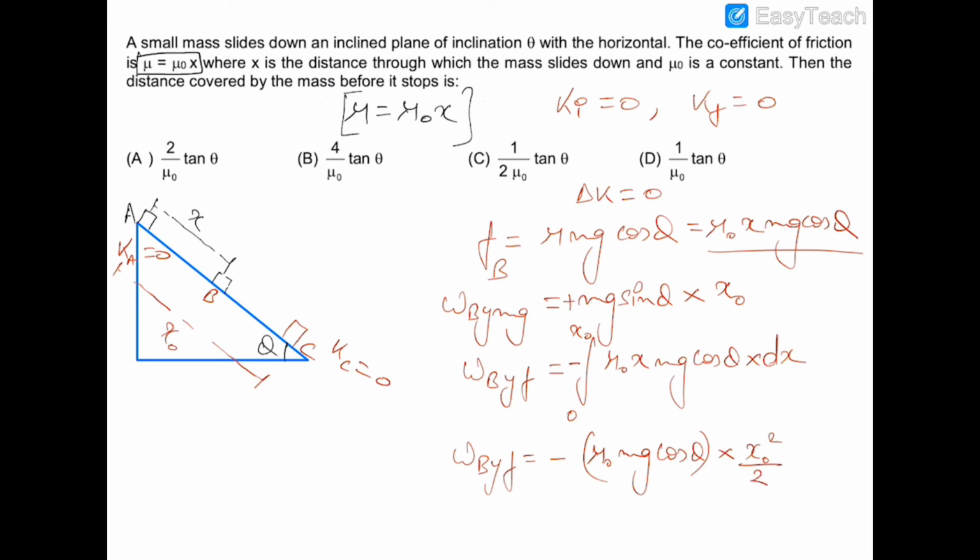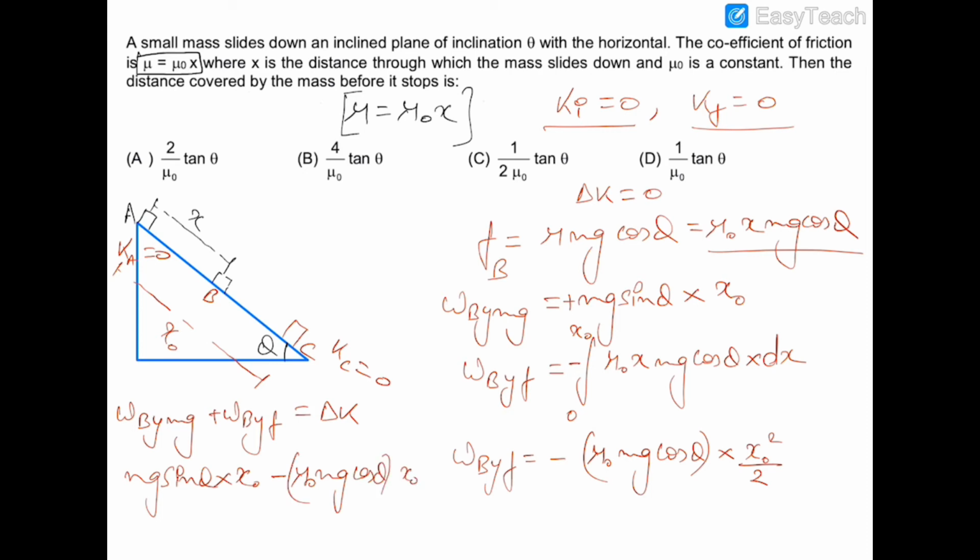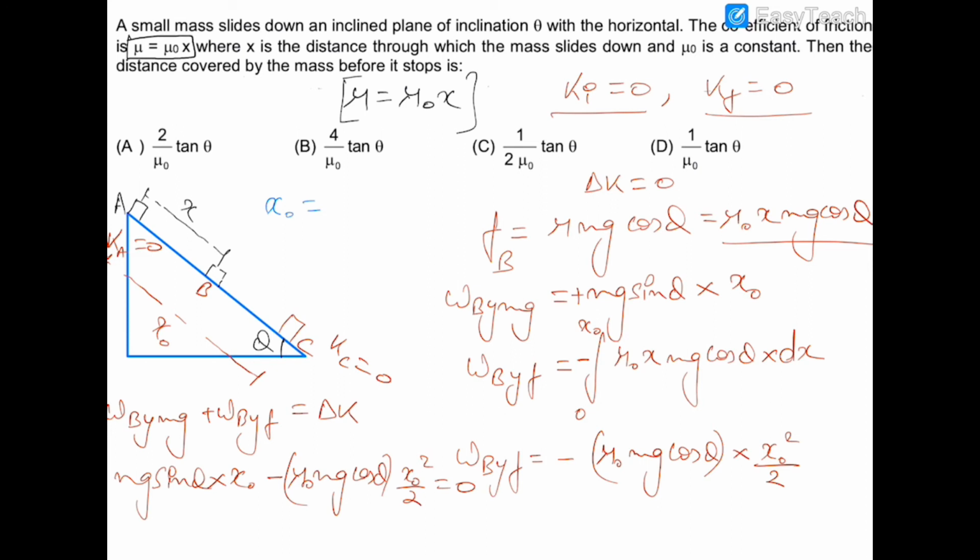So we write the work energy theorem as work done by mg plus work done by friction is equal to change in kinetic energy, and the change in kinetic energy is 0, as initial and final kinetic energies are 0. So work done by mg will be equal to mg sin theta into x naught, and work done by friction will be equal to minus mu naught mg cos theta into x naught square by 2, and this will be equal to 0 because the change in kinetic energy is 0. So x naught from this equation will be equal to 2 tan theta upon mu naught. So the correct option will be option number A.